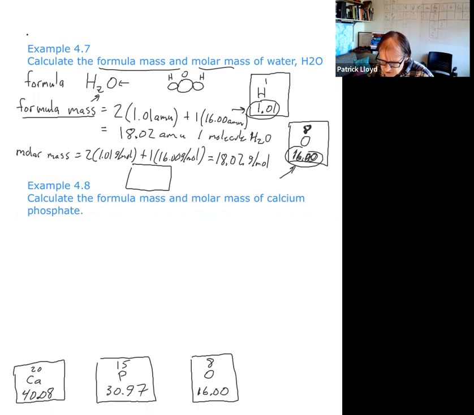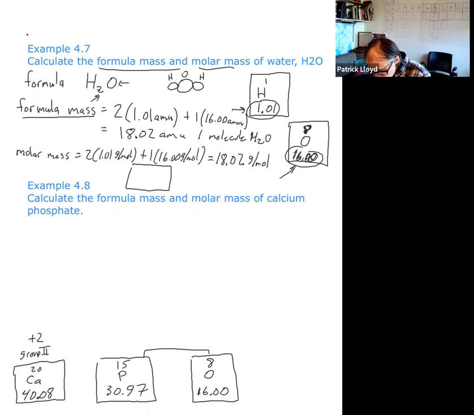Calculate the formula mass and molar mass of calcium phosphate. The tricky thing here is this calcium phosphate. I've written the 3 elements down there. If you recall, calcium is in the second group. So that means it has a charge of +2. We did that with the naming in chapter 3.